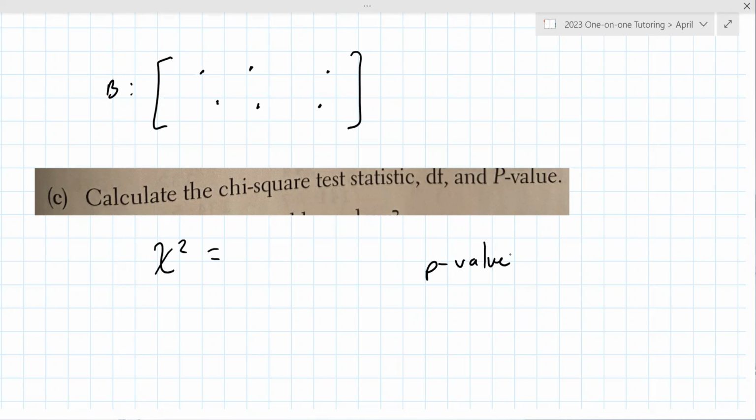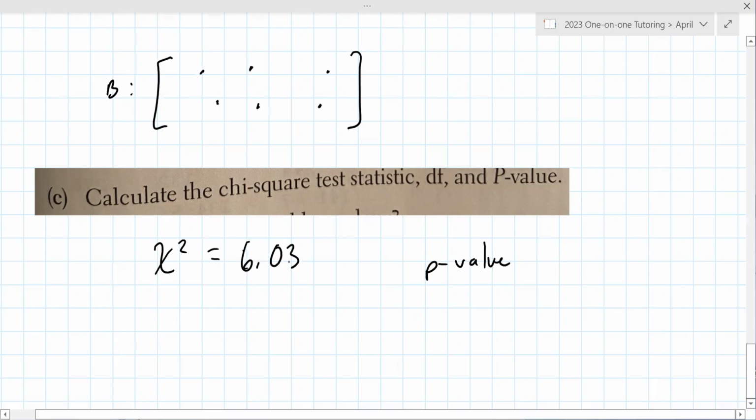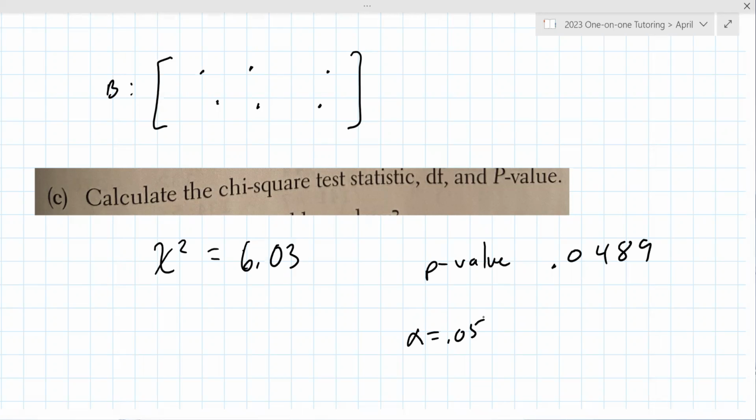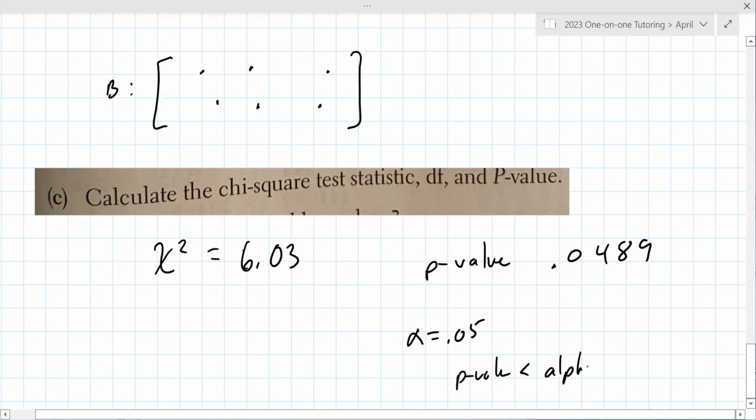Okay. The chi-square, I just got 6.03. And then for the P-value, I got 0.0489. All right. So if your alpha is 0.05, are you rejecting or failing to reject? Failing to reject. Yeah. No. P-value is less than alpha. Oh, less than alpha. It is less than alpha, actually. Yeah. Reject.